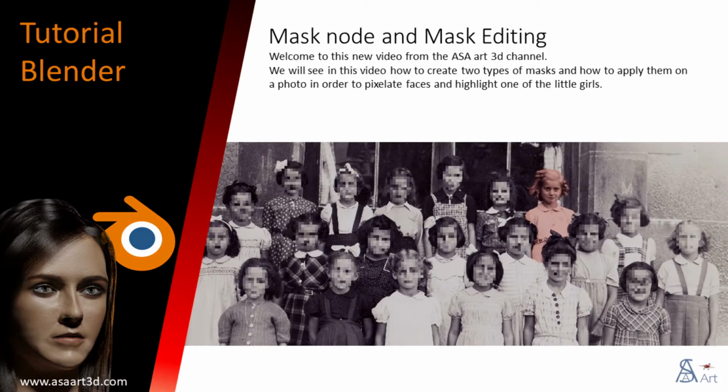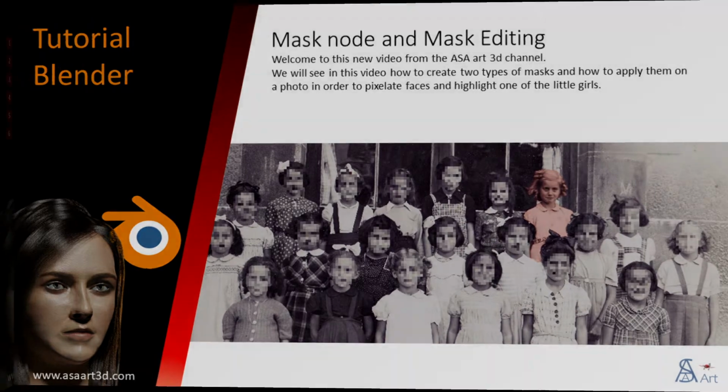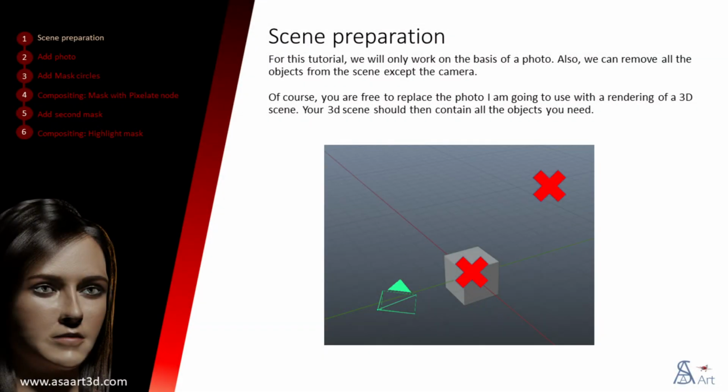We will see in this video how to create two types of masks and how to apply them on a photo in order to pixelate faces and highlight one of the little girls. For this tutorial, we will only work on the basis of a photo. Also, we can remove all the objects from the scene except the camera.